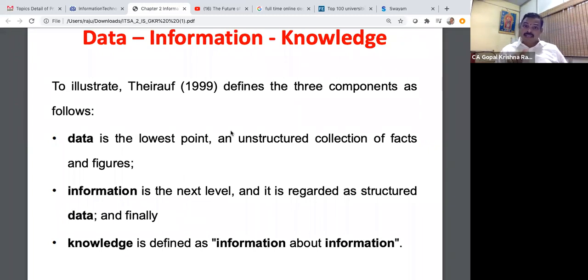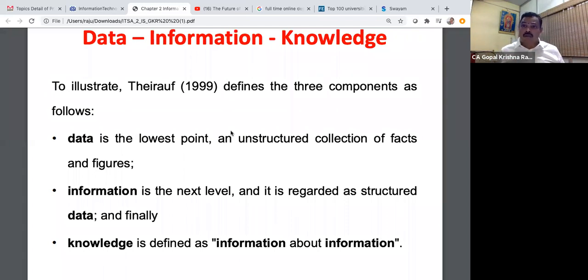Information is the next level, regarded as structured data. Maybe you arrange it in ascending, descending, alphabetical, area wise, age wise order, then it becomes information. Knowledge is defined as information about information: from information, what you infer, what you understand. Is your study material data or information? Your study material is information, because it has collected data and summarized it in a format.